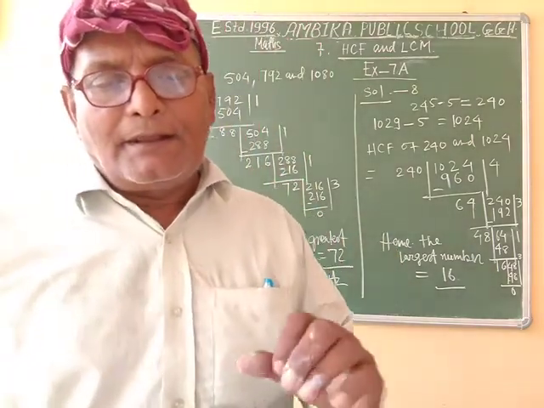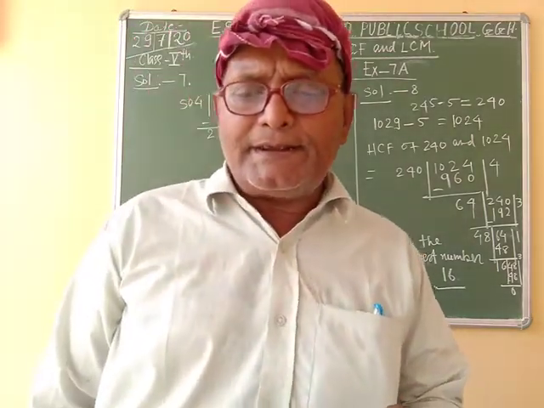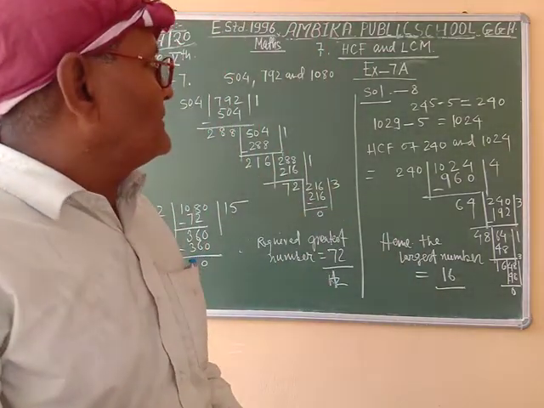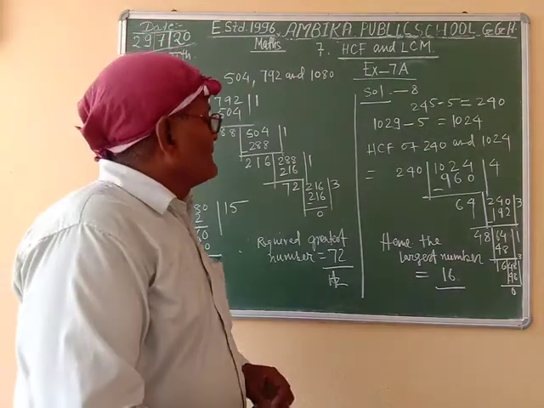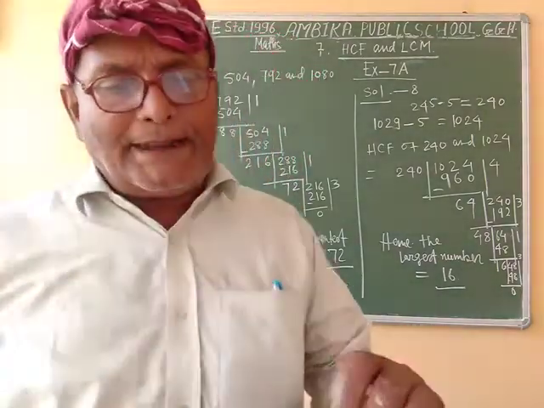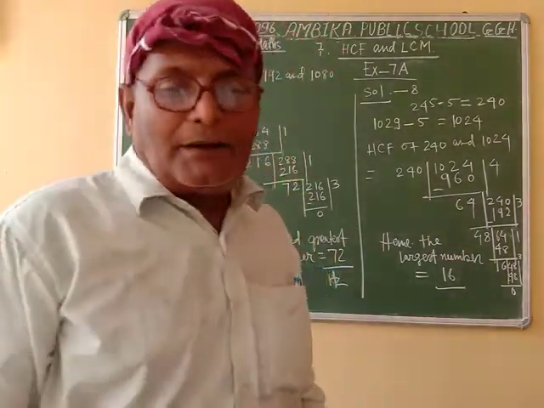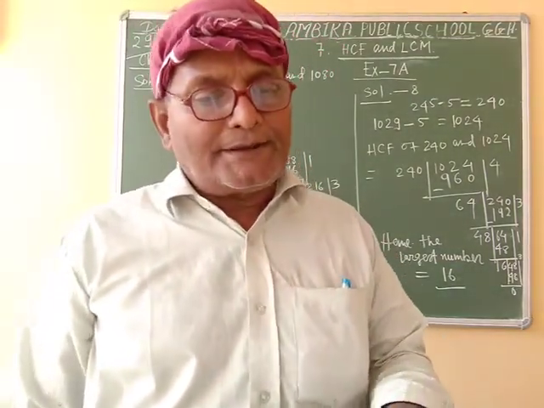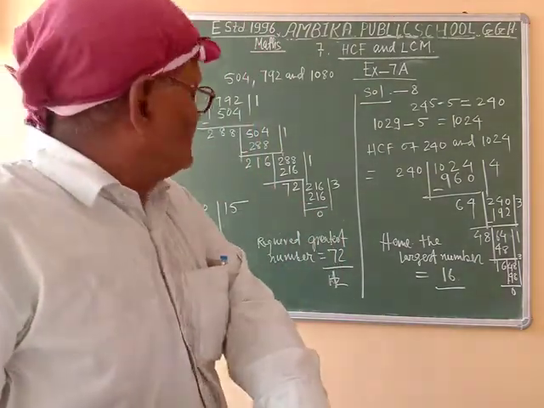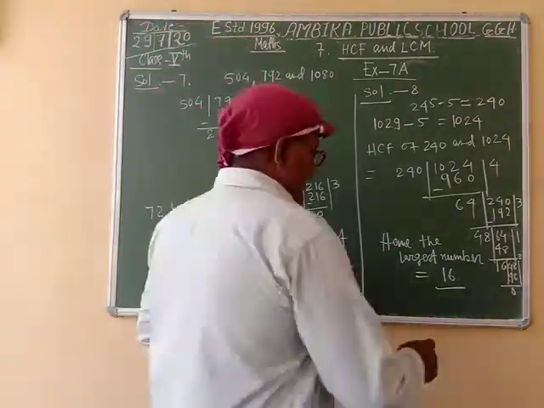We have to find the largest number which when 245 and 1029 are divided, leaves the remainder 5 in each case. To get the remainder in each case, first of all we subtract 5 from the given numbers, and after that we find the HCF of 240 and 1024. So the largest number is equal to 16. Answer.